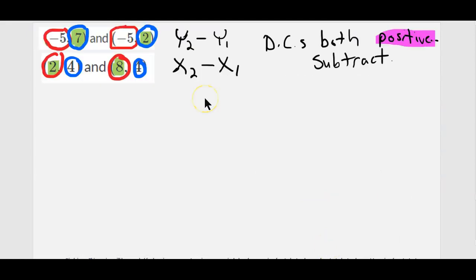We could go on here with examples, but let's review what we've done so far. We said if the DCs are both positive, here, let's cross off the ones we're not using to make this more clear. We are not using these. Just the green ones with the circle. They're both positive: 7 and 2 are positive, 2 and 8 are positive. All you do is subtract.